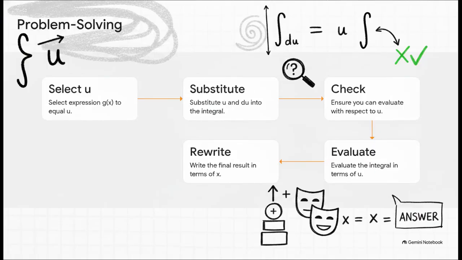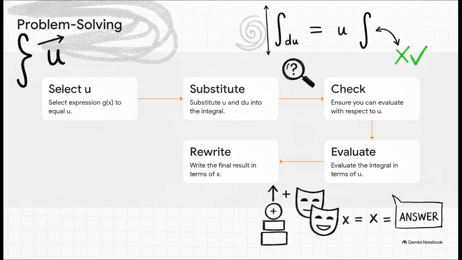All right, if there is one thing to take away today, it's this. To master the steps for solving integration problems, you've got to memorize this exact 5-step framework. Step 1, pick your inner function, your g of x, and call it u. Step 2, find the derivative of that u, which we call du, and substitute both u and du right into your integral, completely wiping out the x terms. Step 3, pause and check. Can you actually evaluate this new integral? If you can't, you probably picked the wrong u, and you need to back up and try again.